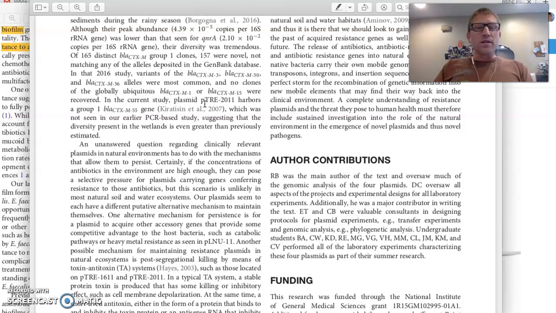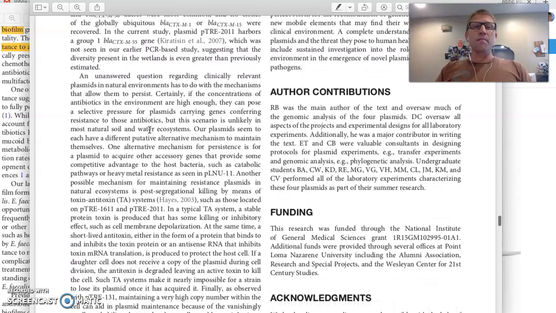So here it says, in the current study, plasmid Petri 2011 harbors a group 1 BLA CTXM55 gene, getting really nitty-gritty here, which was not seen in our earlier PCR-based study, suggesting the diversity of these CTXM genes in the wetlands is even greater than previously estimated. We're building and growing our knowledge and understanding.